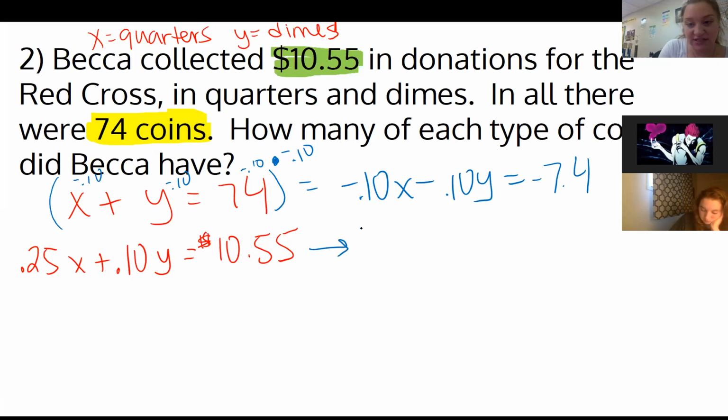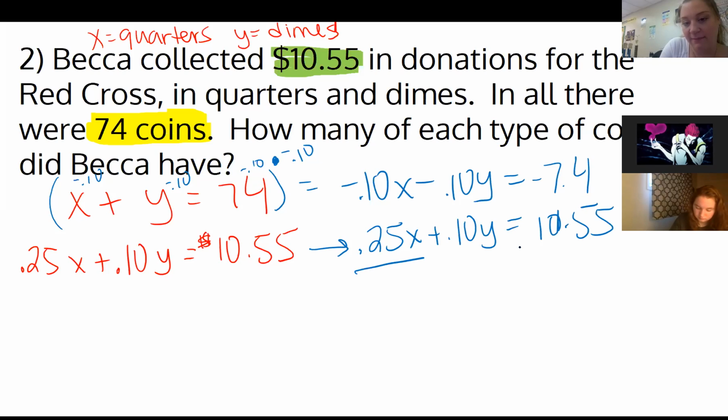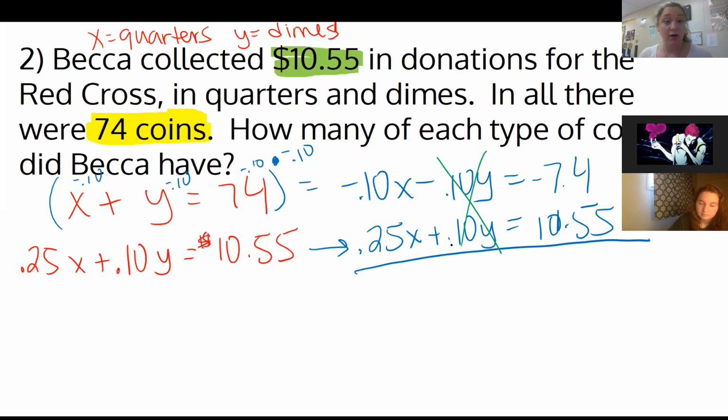My bottom equation did not change. That's going to stay positive 0.25x plus 0.10y equals 10.55. All right. My y's do eliminate because negative 0.10 plus 0.10 is going to give me 0. I'm going to change my color. Okay. So those do cancel out, which is what I wanted to do.